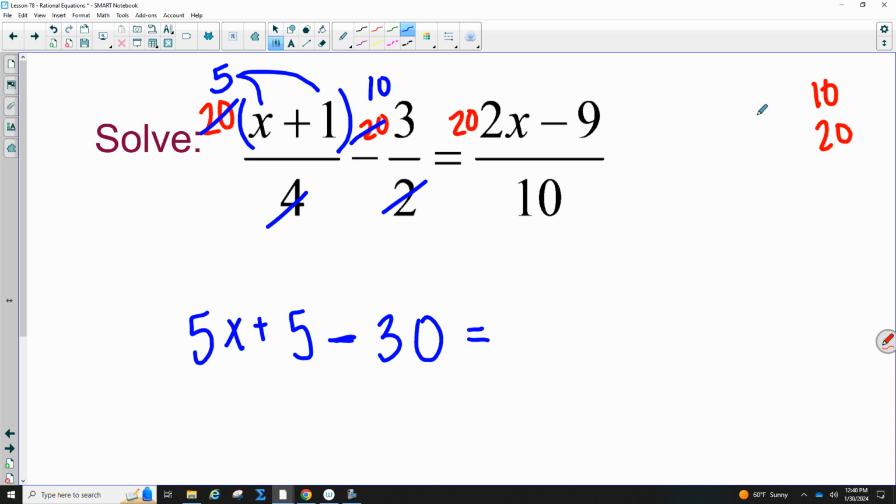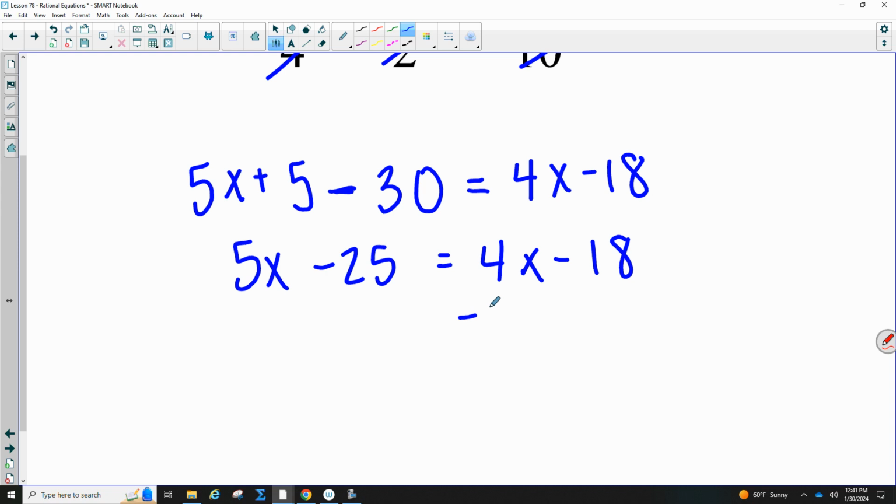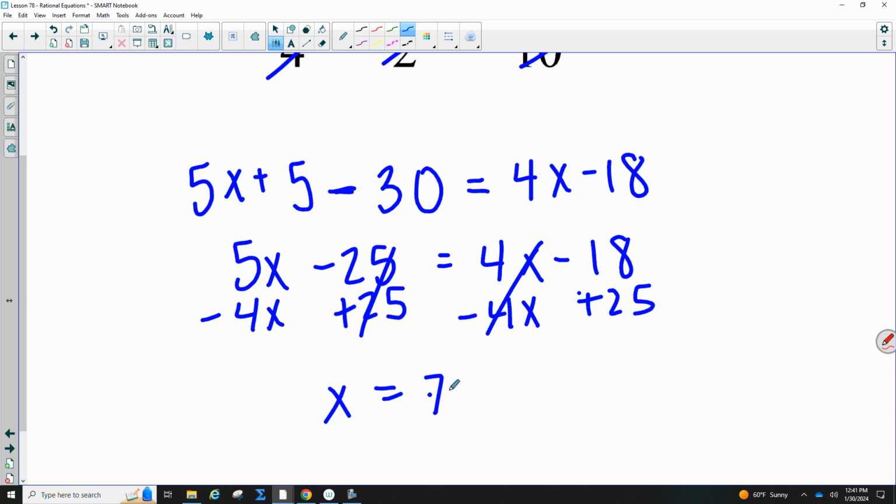And how many times does 10 go into 20? 2. Yep. And then make sure you are distributing this too. So this would be 4x minus 18. And then we would solve. So this would be 5x minus 25, because 5 minus 30. Then I would subtract 4x from both sides and also add 25 to both sides. So this would give me just 1x equals 7. Okay.